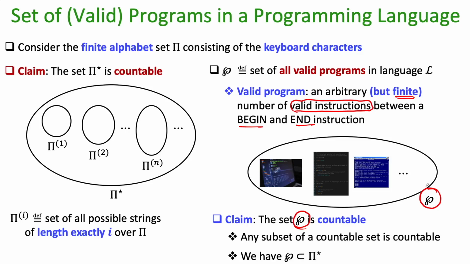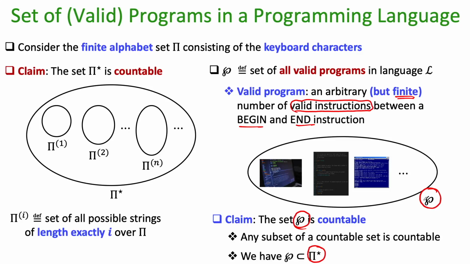Because we just proved that any subset of a countable set is countable, right? And what exactly is the set of all valid programs in your programming language? Well, that's a strict subset, a proper subset, of the set pi star. Why? Because I am considering only valid programs. I am not considering invalid programs. My set P has only those programs which will compile and give me some output.